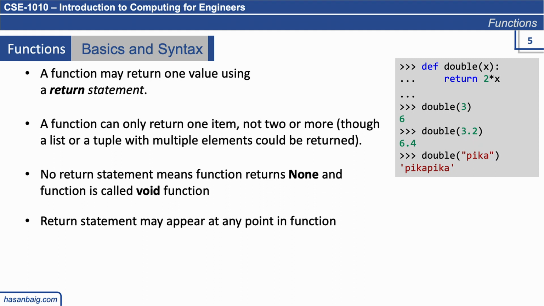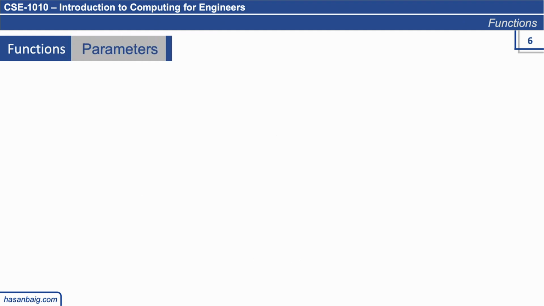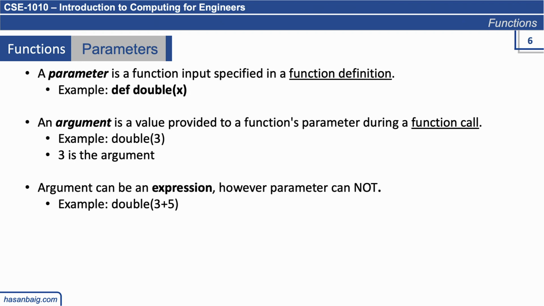Okay, so a return statement may appear at any point in a function, and encountering a return statement returns the value and terminates the function execution. This is what I have just explained to you. There is also something called parameters. A parameter is a function input specified in a function definition. So let's say we have a definition double x. X is considered a parameter. It could have no parameter, or multiple parameters. It can have any number of parameters.